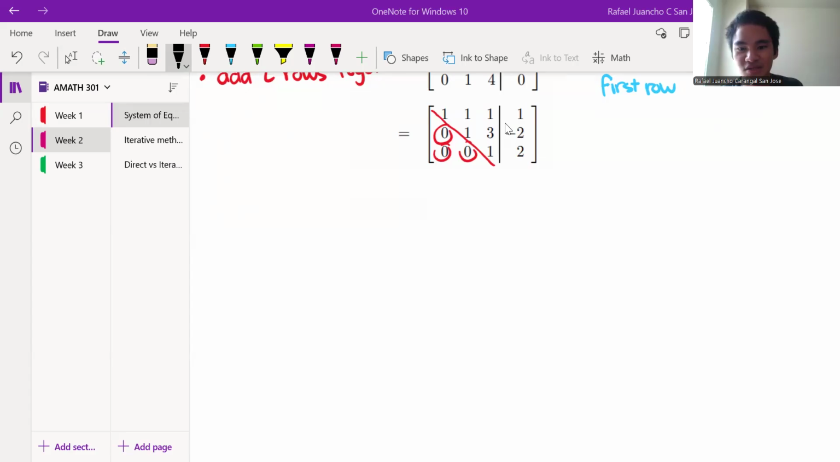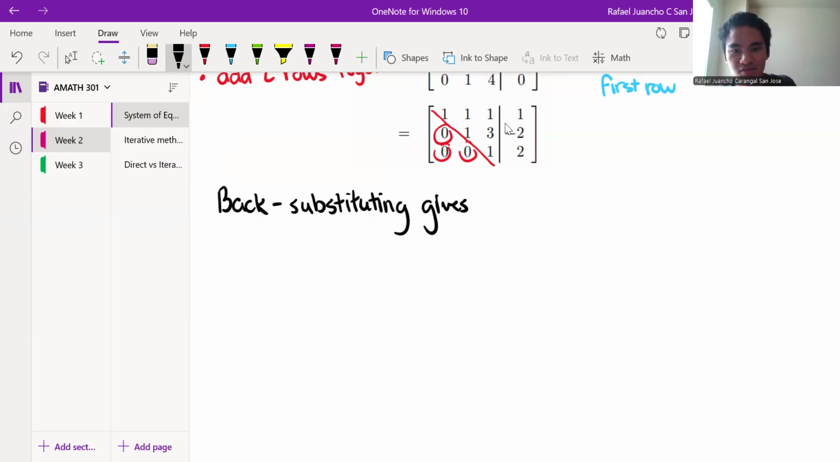Now we have that matrix. And here we want to do back substituting. So I'm gonna talk about that. It's actually really simple. Back substituting gives this solution.